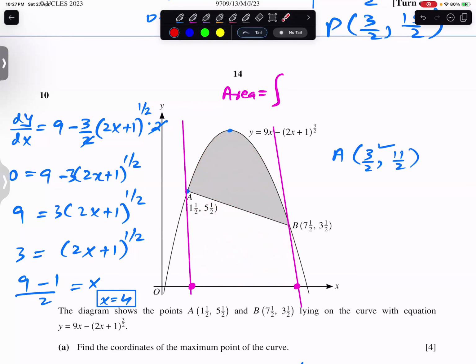Okay, so we can combine these two things. The limits are 3 over 2 to 15 over 2, the maximum value of x being 15 over 2. Now, the upper curve is your original curve, which is 9x minus (2x plus 1) power 3 by 2. And your lower curve is actually AB, but we don't know the equation of that line. So just forget about it and subtract the area of the prism later on.